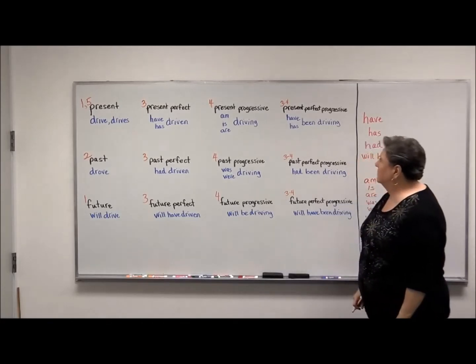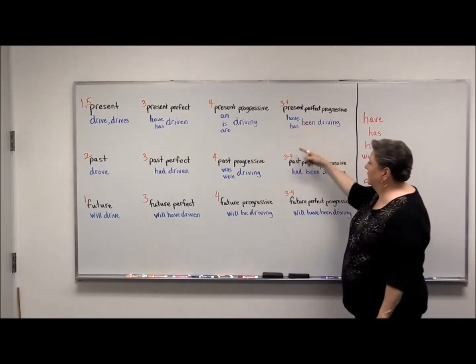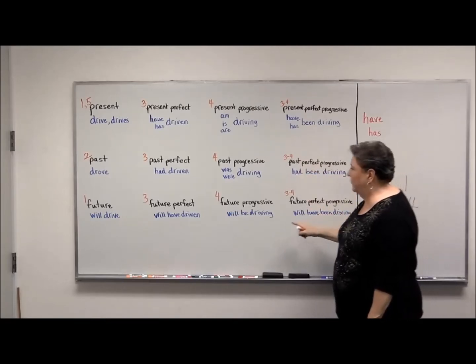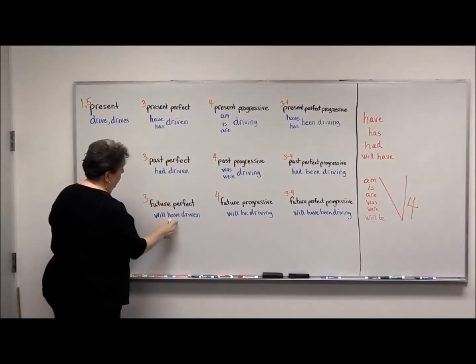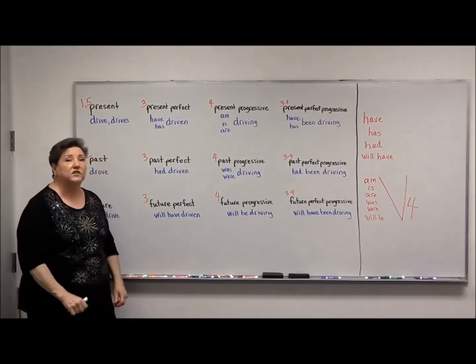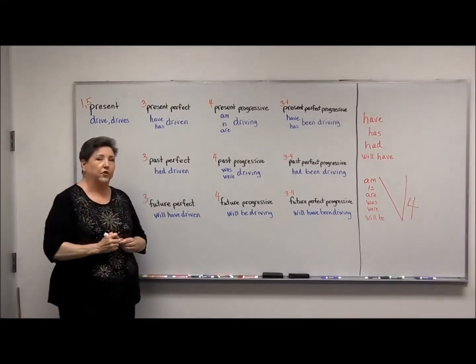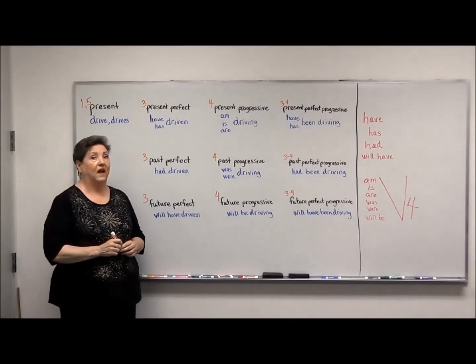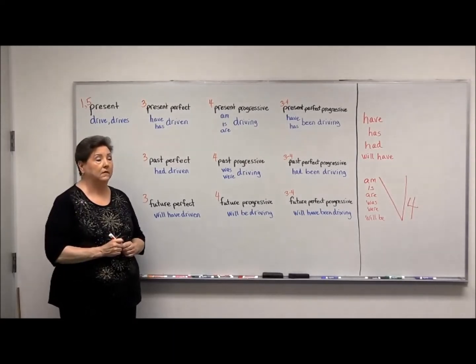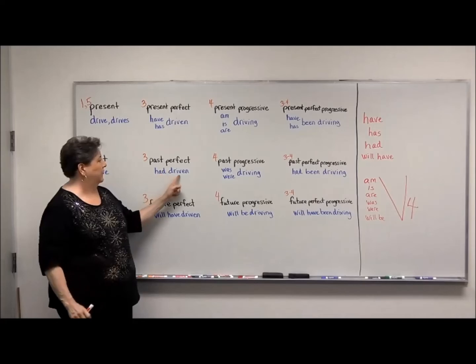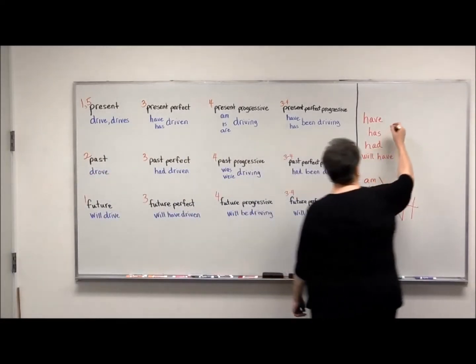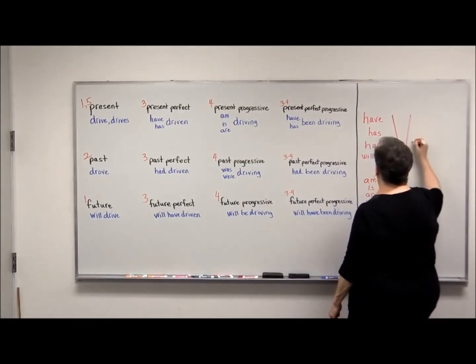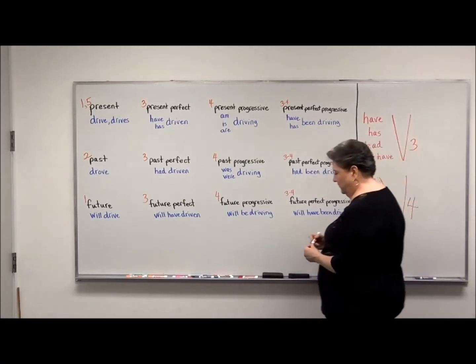Look, where do you see it? Oh, I see it here. Have, has, had, and will have. And over here, have, has, had, and will have. Everywhere you see have, has, had, what's the next verb? Every time. What is it? Verb 3. So every time you see have, has, had, the next verb is verb 3.